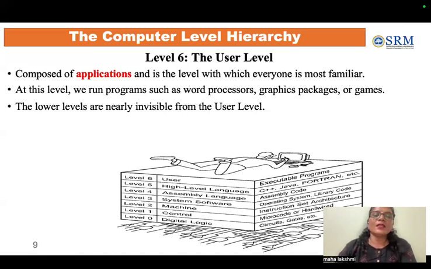The lower levels are nearly invisible to the user levels because they are hardware components. The user cannot directly interact with or visualize the operations going on under the hardware.